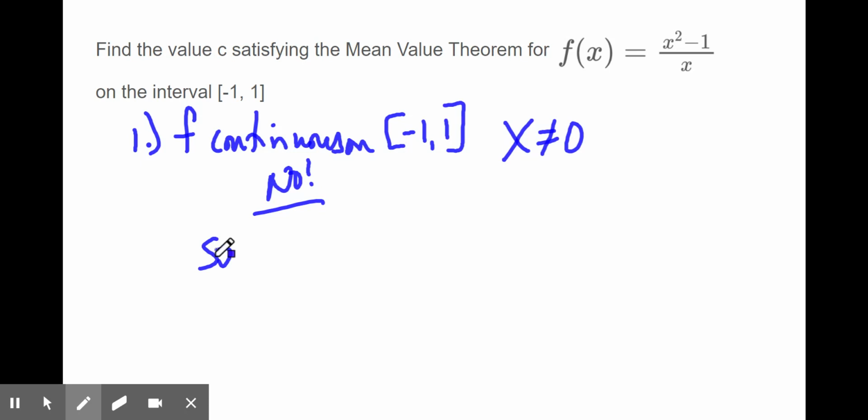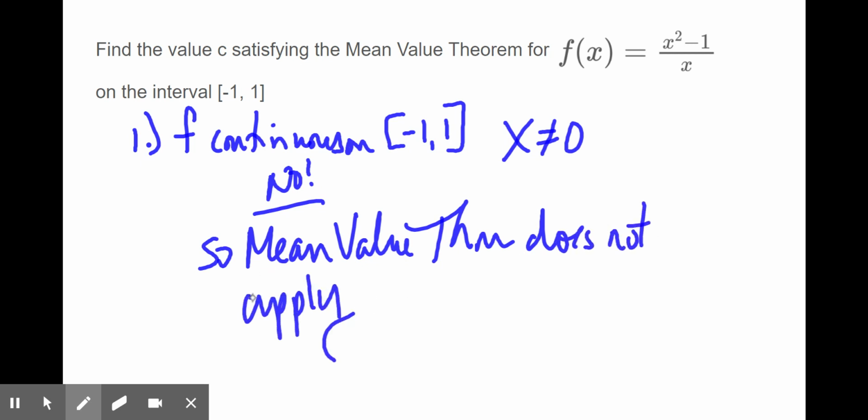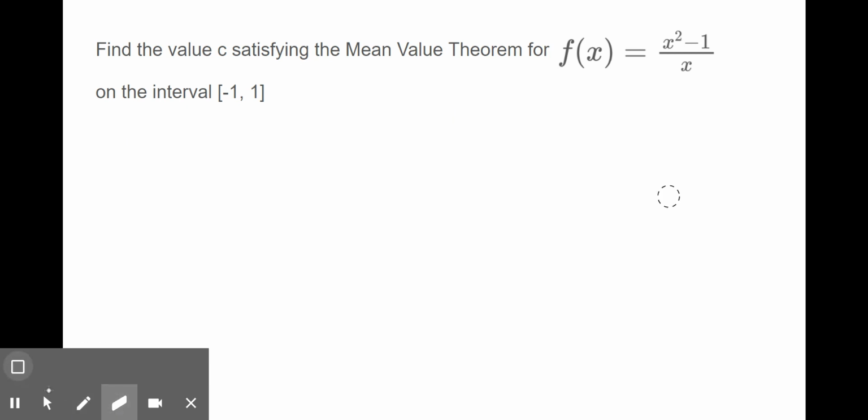So the mean value theorem does not apply. I can't use the mean value theorem on this. This is one heck of a first example, right? Shows you about the mean value theorem. F is not continuous on the closed interval -1, 1. So we're out of luck. No mean value theorem. Let's go to the next one.